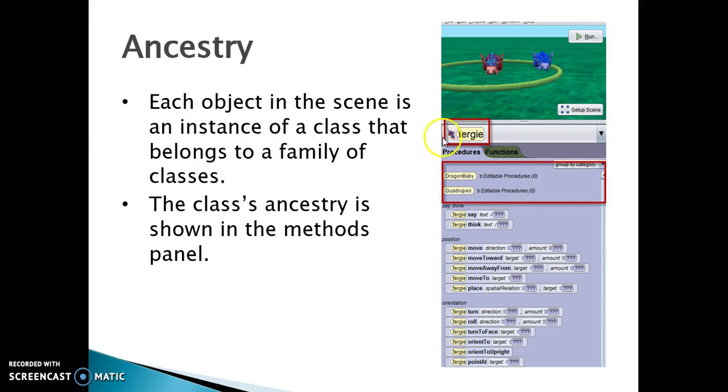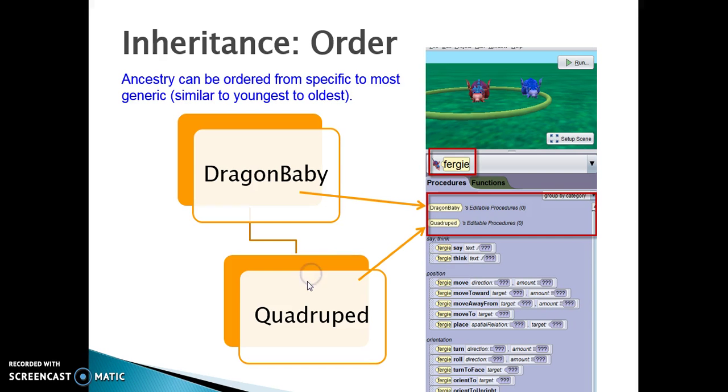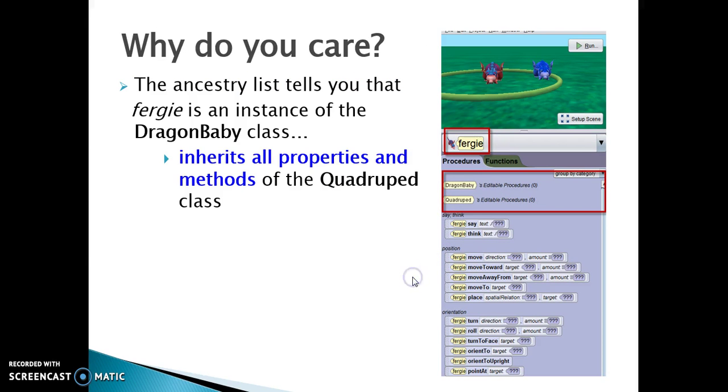Remember, an object is an instance of a class, and in that class all these objects have similar motions. This will be a little bit more obvious when you're playing with it yourself. There's also some ancestry, and let's just talk about it really briefly. Remember that Fergie is a dragon baby, and a dragon baby is an example of a quadruped. So that shows you the ancestry. That becomes more important when you get more into programming with Java and stuff like that. But this is just to show you that it's here right now.